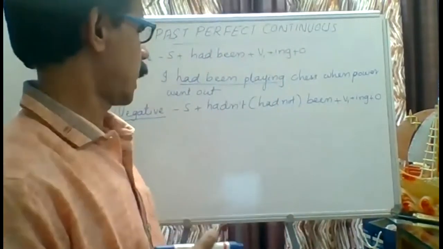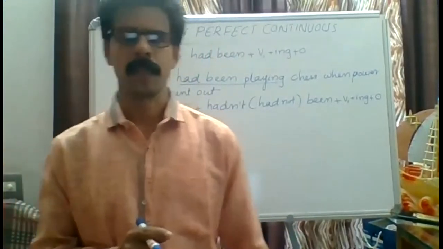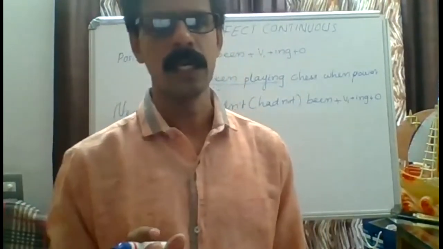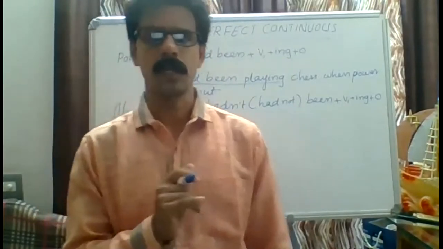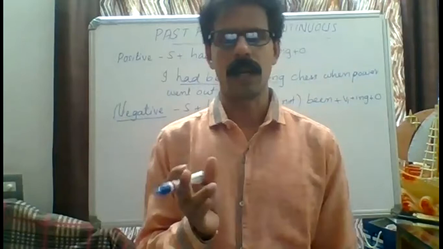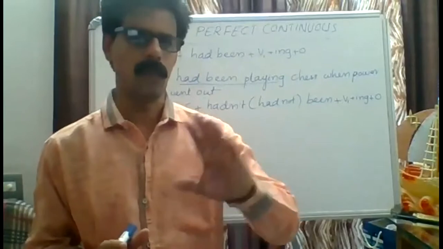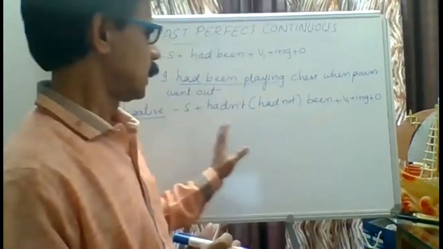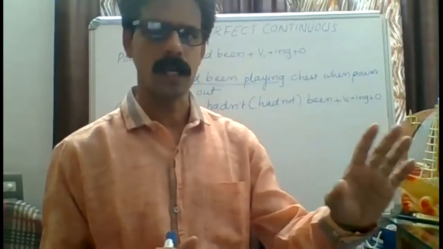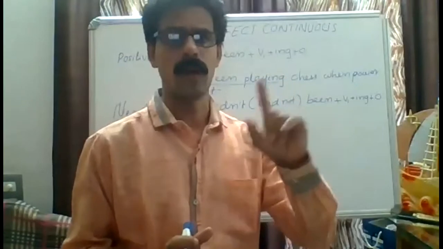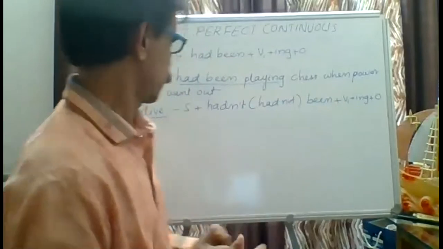I hadn't been learning English for 6 months. She hadn't been undergoing treatment for 1 year. It shows she is not undergoing treatment for 1 year, which means previously she had gone under treatment sometimes. So that is the meaning.